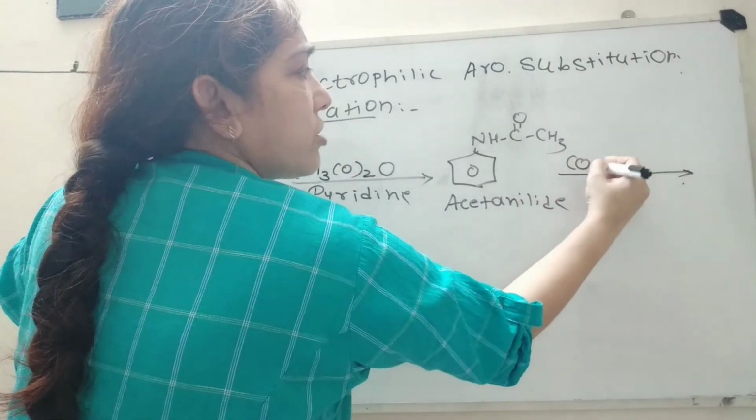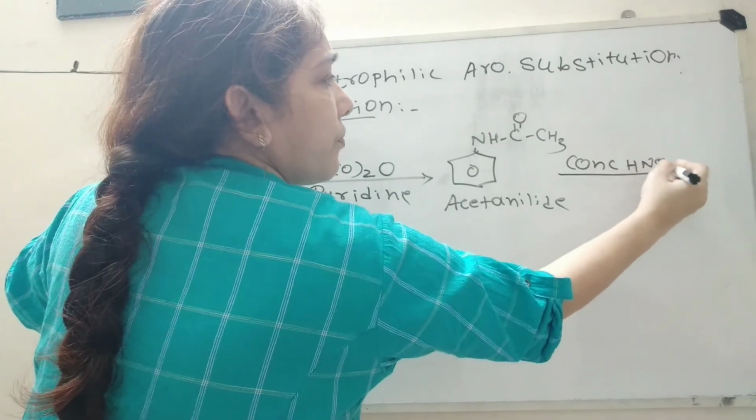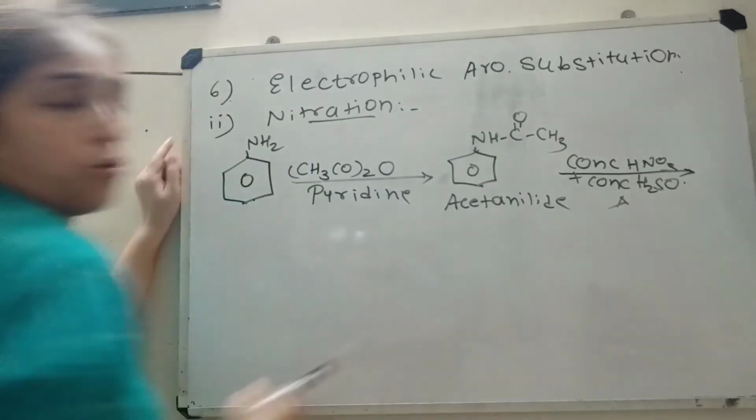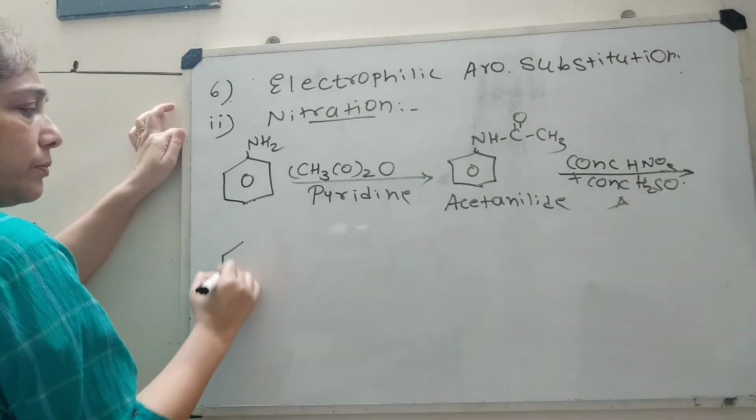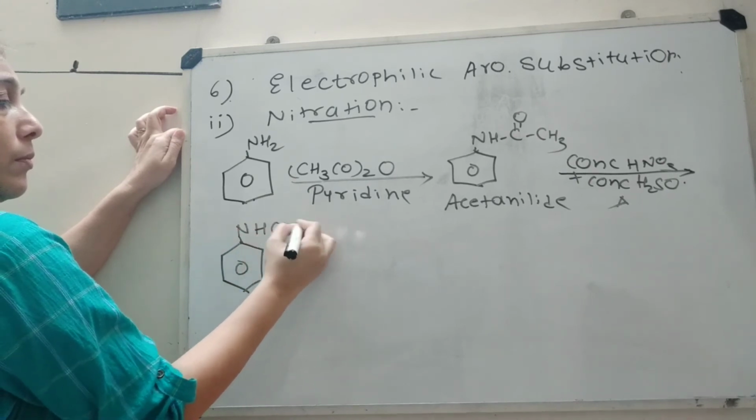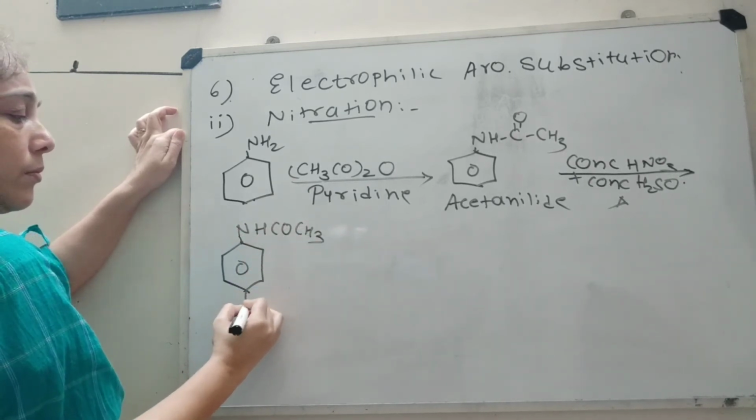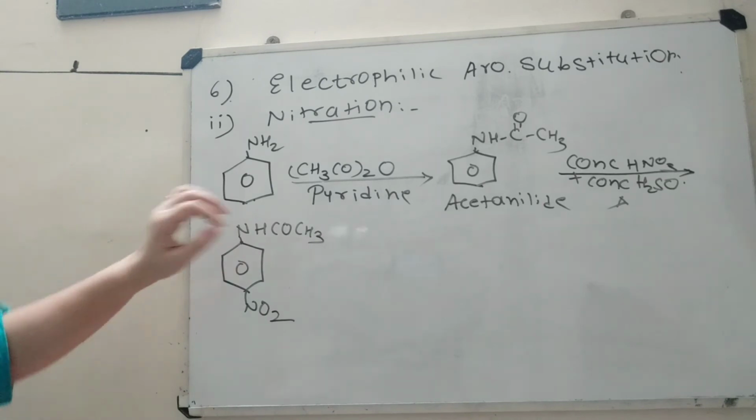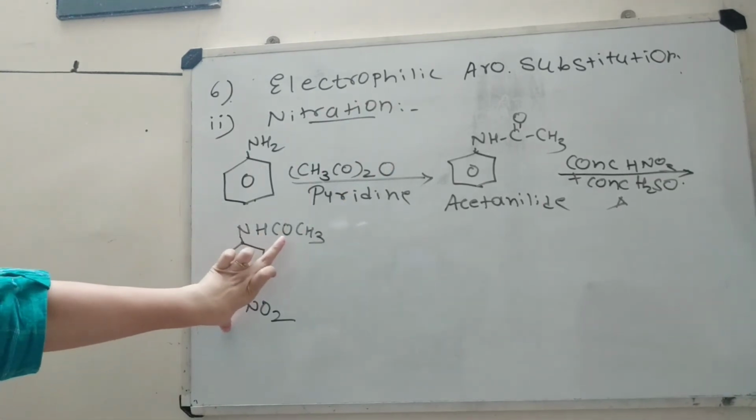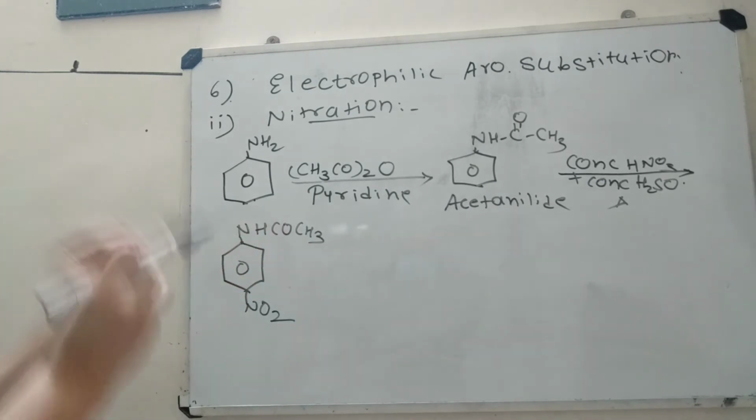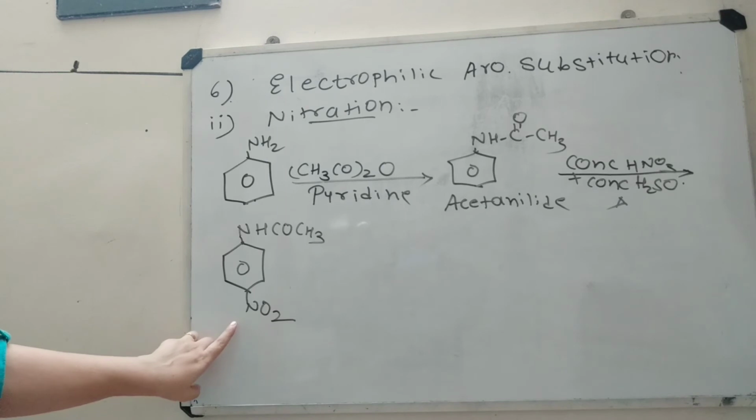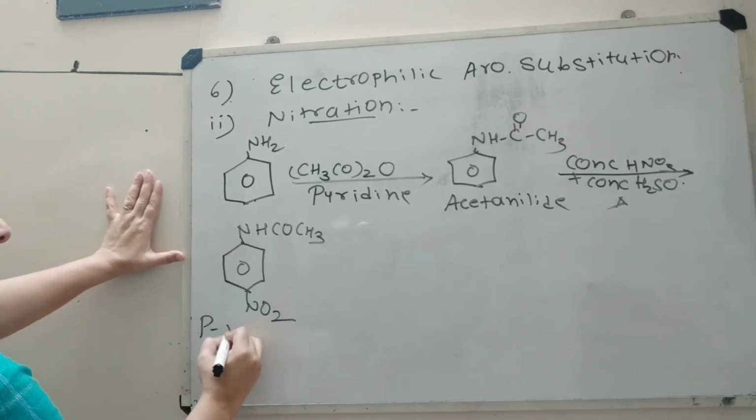This group undergoes nitration. It means concentrated HNO3 plus concentrated H2SO4 to give the product. What I change only in this step: NHCOCH3 will remain as it is. I just put the NO2 group at the para position. So it is known as para-nitroacetanilide.